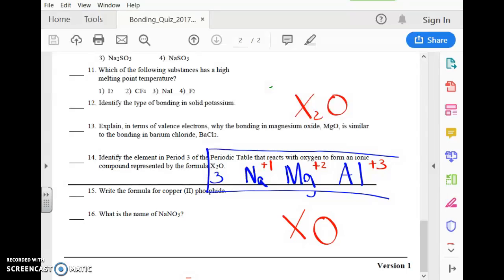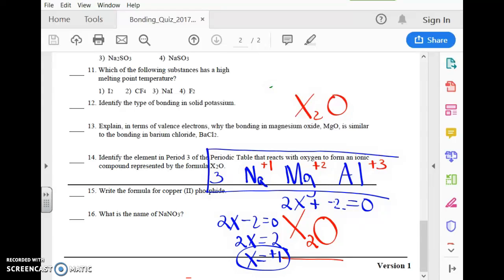If I have X2O, what would the charge have to be on element X to make a neutral compound? Well, algebra. 2X. I don't know what the charge is on X. I know I have 1 oxygen, and each one has a negative 2 charge. Of course, it has to add up to 0. 2X minus 2 equals 0. 2X equals 2. X equals positive 1. So that means the only element that could fill in for X is sodium, because only sodium can have a positive 1 charge.